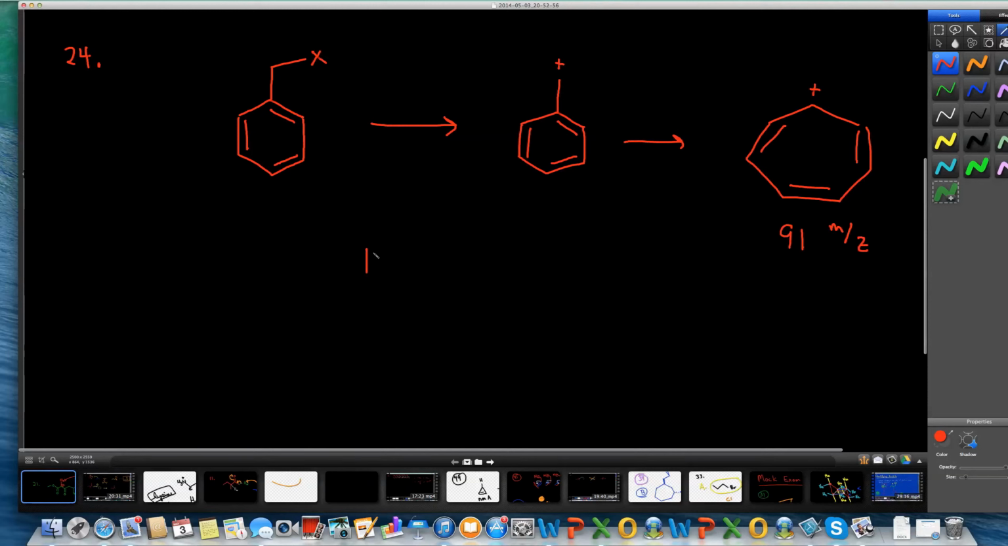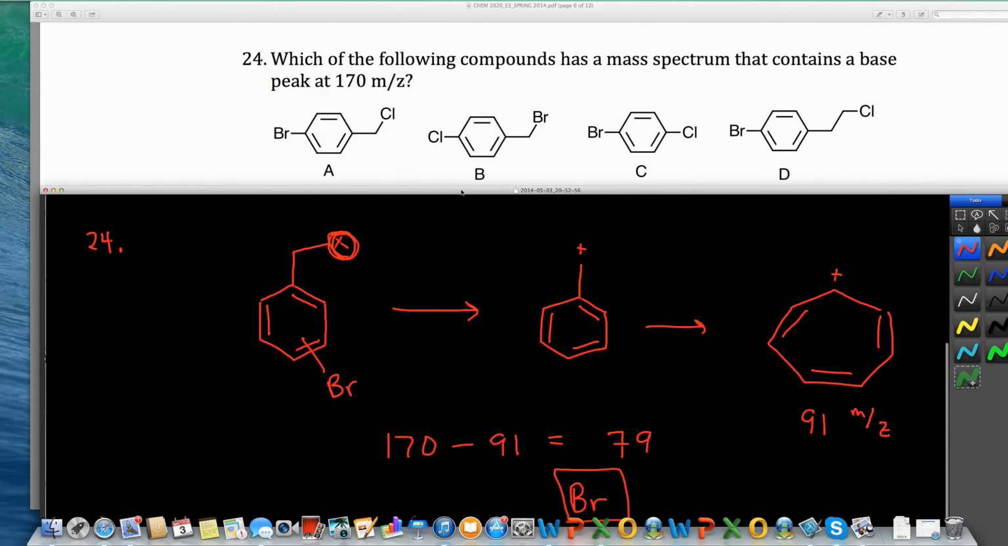Our base peak is at 170. So 170 minus 91 is 79, which happens to be one of the isotopes of bromine. So we can imagine that at some point on this ring we have a bromine and we have a good leaving group for X. Now that we have an idea what we're looking for, looks like A is the perfect answer for us. The chloride leaves, leaving us with the tropylium ion precursor, and the bromine's already attached. The best answer for 24 is going to be A.